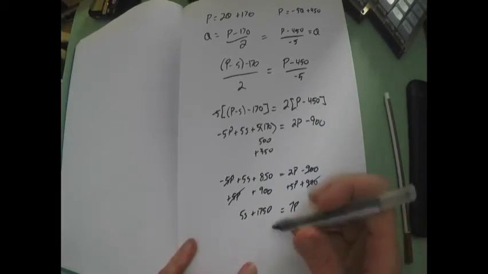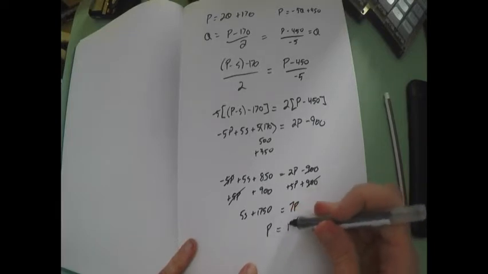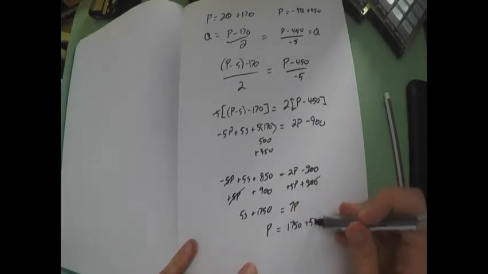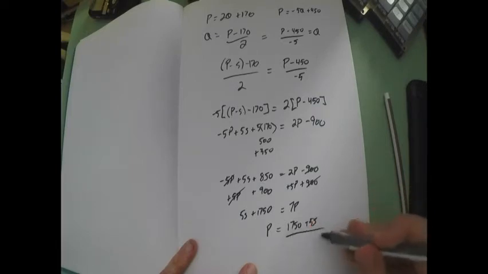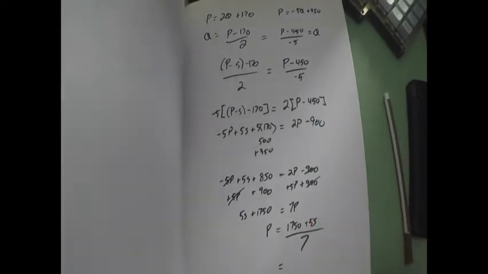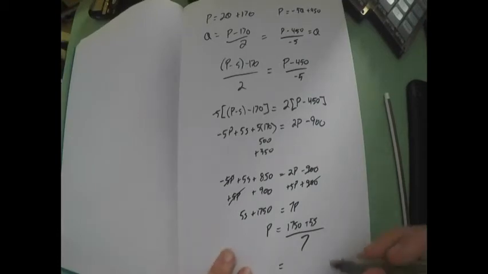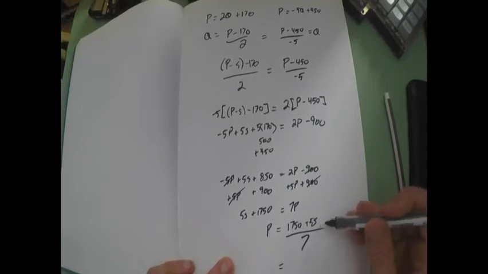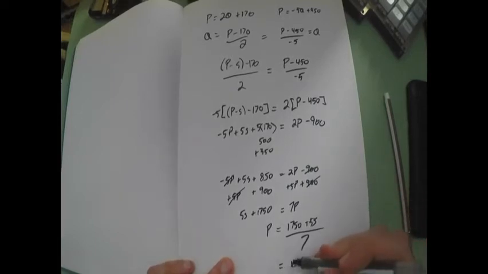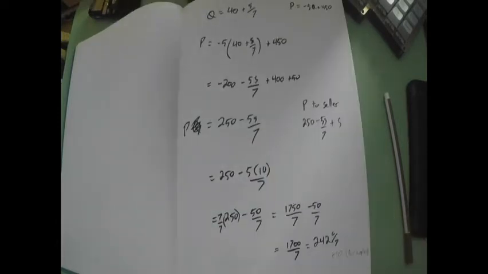All right, so now we want to get down to just P. So we can divide by 7, and we get P equals (1750 plus 5S) all over 7. So now we're starting to go astray from what we were doing just a minute ago. So plugging 10 in for S, we've got 1750 plus 50, which gives us 1800 over 7, as opposed to the 1700 over 7 we had here.